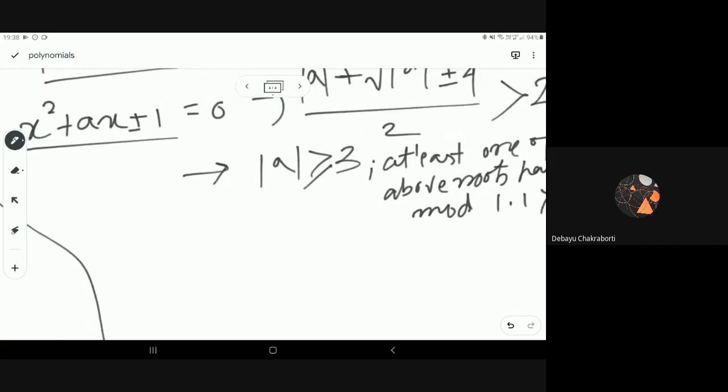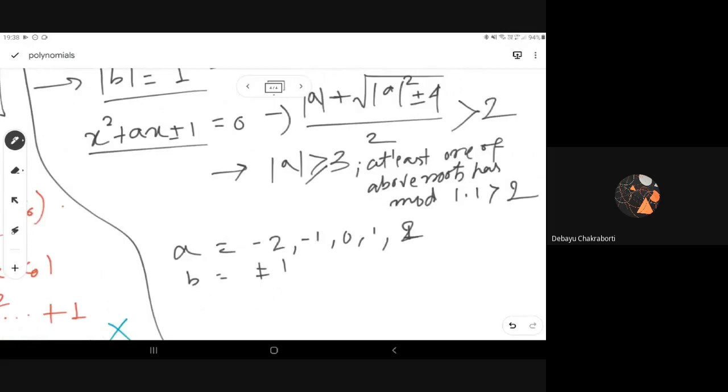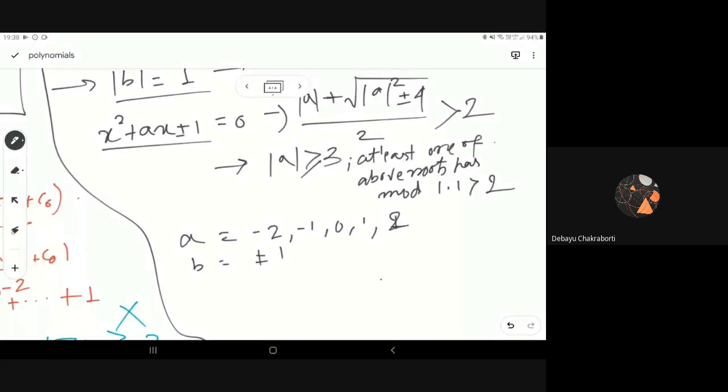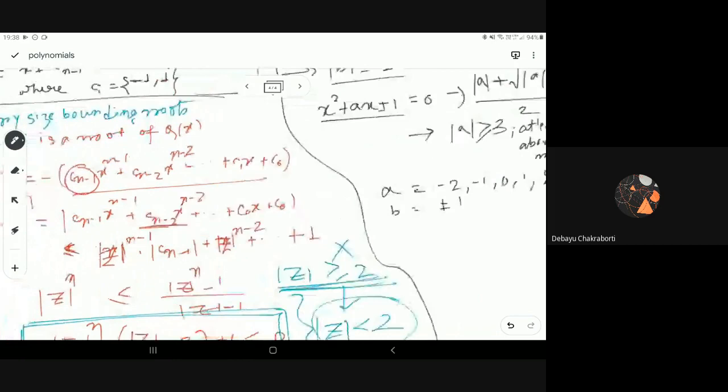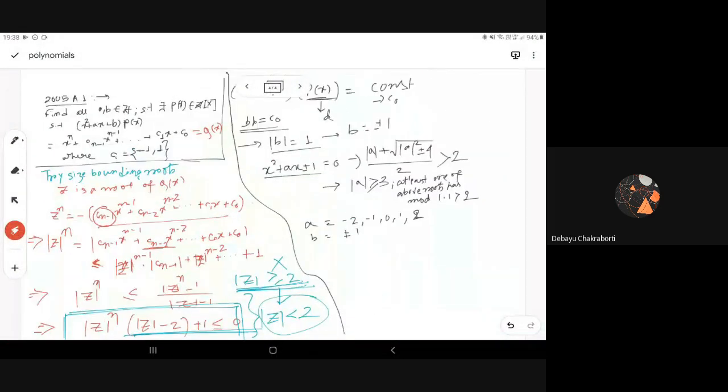So now you just need to bash out the cases for a equals these values and b equals plus or minus 1. This was the rather uninteresting part of the problem. I'm sure you can figure it out on your own if you just try. The main part of the problem was the bounding part. This problem is a good example of how you need to use triangle inequality and bounding of size of roots, and why it's so important, right?